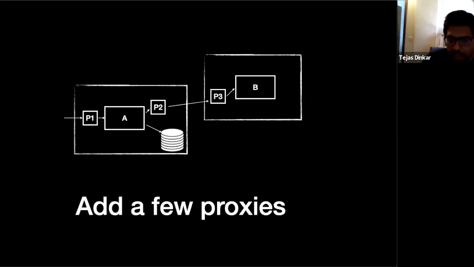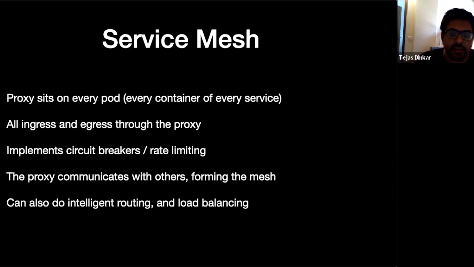So basically every single pod, or every single main container, has an ingress proxy for data inwards and an egress proxy for data outwards. And these proxies can implement different things like the circuit breaker pattern or the rate limiting pattern.